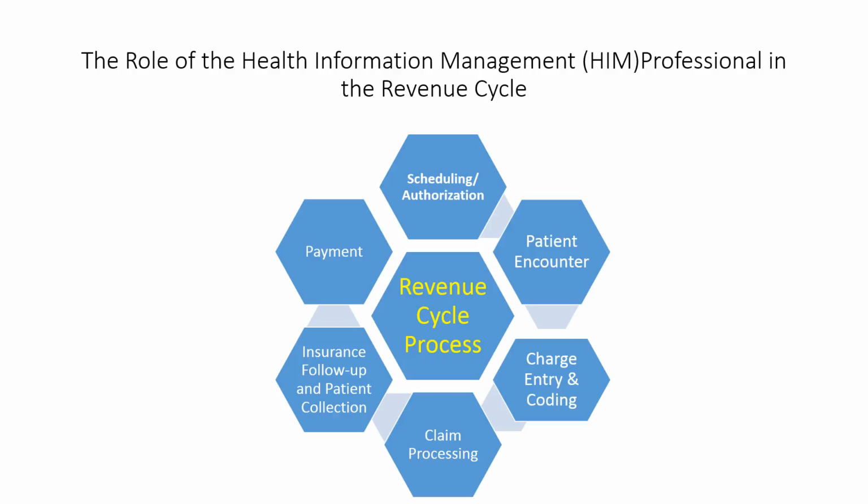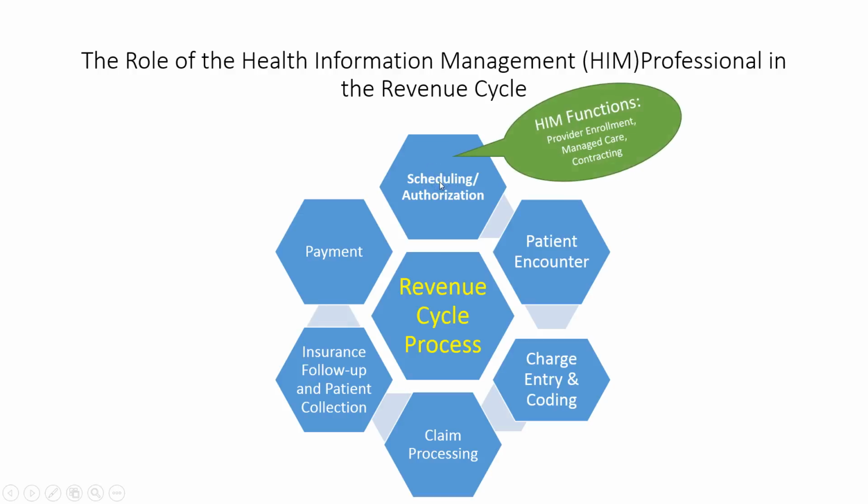Now, what we're concerned with, and let's add the additional layer on top of this, is what is the role of the HIM professional, because that's what we're most concerned with. So let's look at the first one. In the scheduling and authorization section, our HIM functions are going to be focused on things like provider enrollment, managed care, and contracting. And by contracting, I mean credentialing of the particular healthcare provider with the different payers, such as Medicare, third-party payers, or other government payers. So that's the functions that you're going to be focused on when we start talking about the scheduling and authorization step of the revenue cycle.